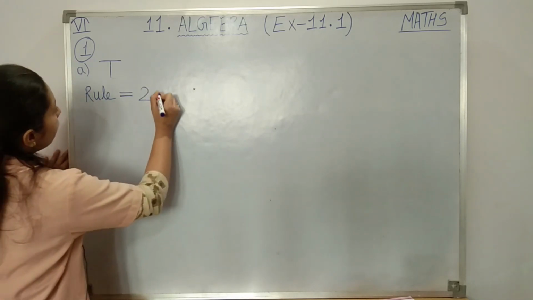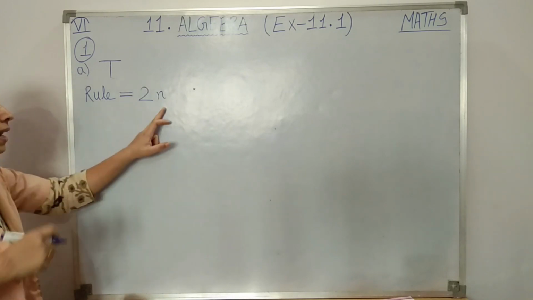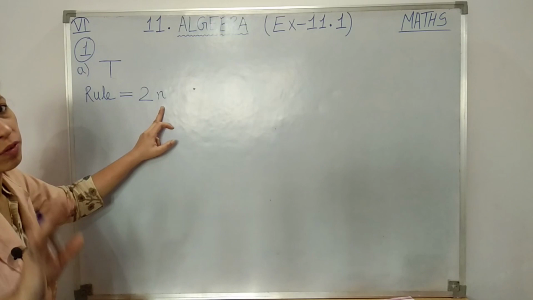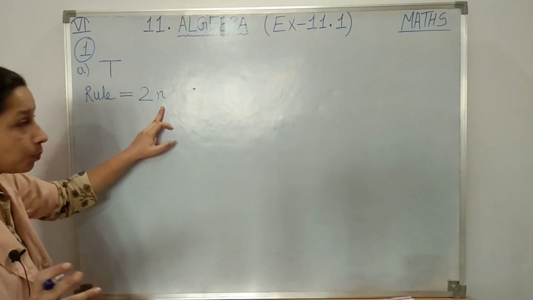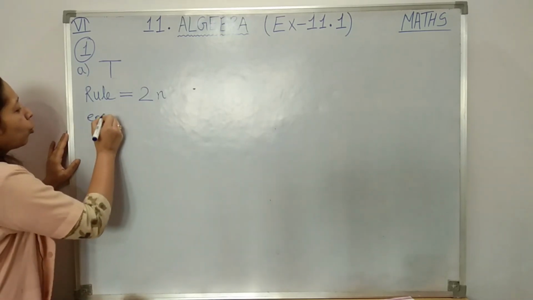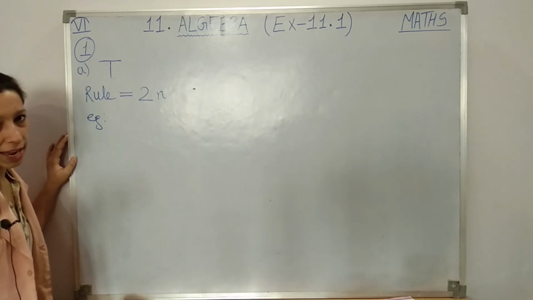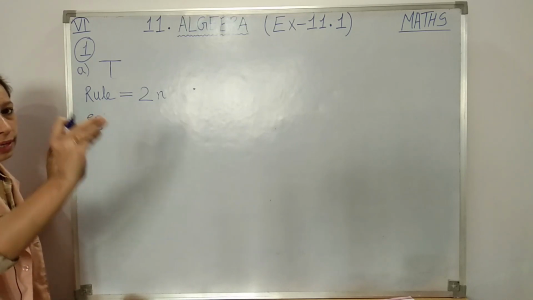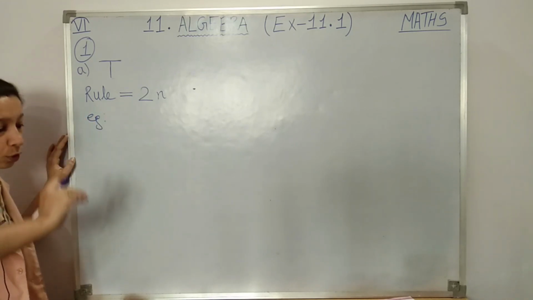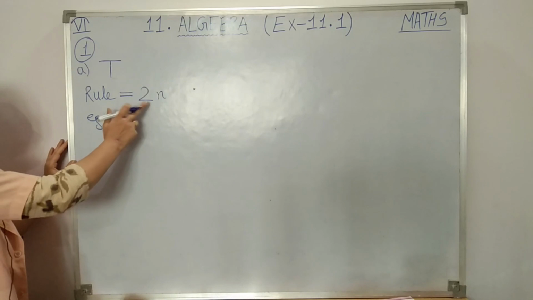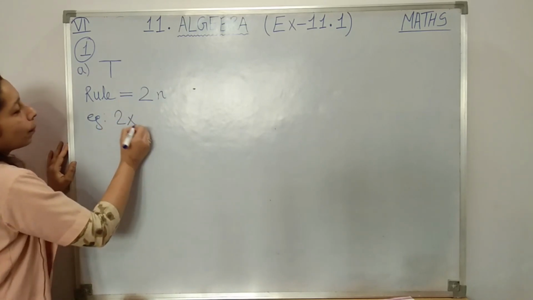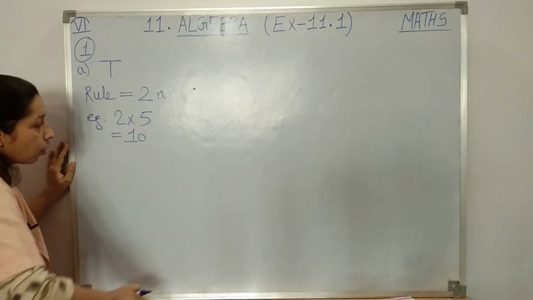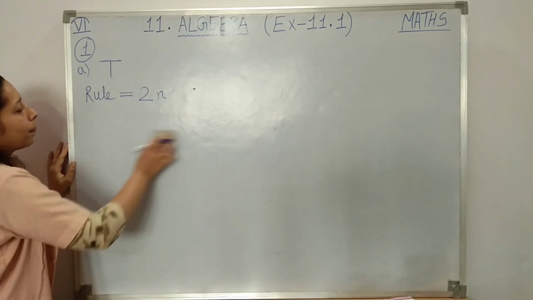So here I will be writing 2N. What do you mean by N here? N will be the variable which shows the number of T's that we want to make. Understood, students? For example, I want to make 5 T's. So I do not need to count 2 matchsticks for the first T, then 2 matchsticks for the second T, then 2 matchsticks for the third T. No, I will be using this rule: 2 into the number of T's, which is 5. So 2 fives are 10. I need 10 matchsticks to make the pattern T.